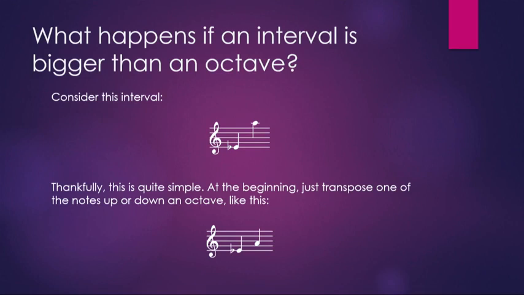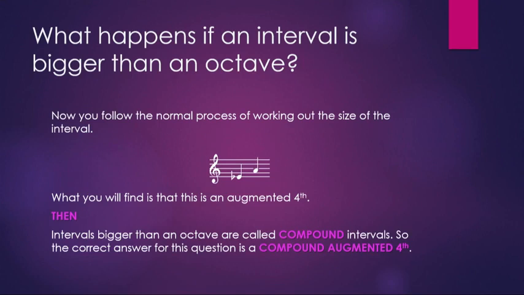So let's have a look at the interval that we have on the screen now. We've got an E flat and a much higher A. Now, for this particular example, I've just brought the A down an octave. You see, if you look at the screen, you'll see I've taken it down an octave. But you could equally have taken the E flat up an octave too. It would have amounted to the same thing. One of the notes must come up or down an octave. And then you work it out as you normally do. So let's have a look.